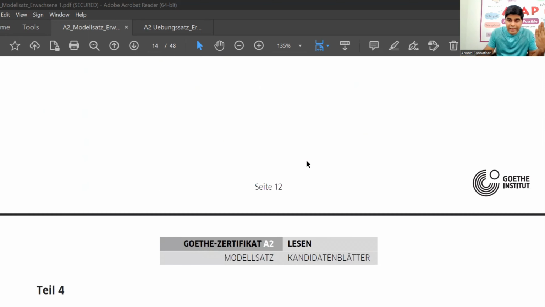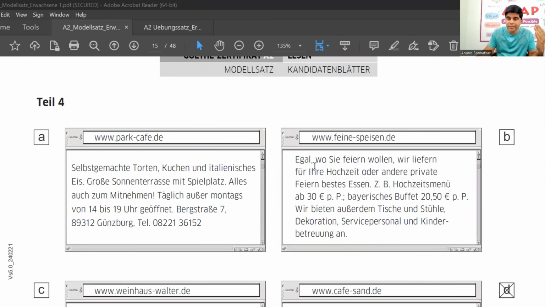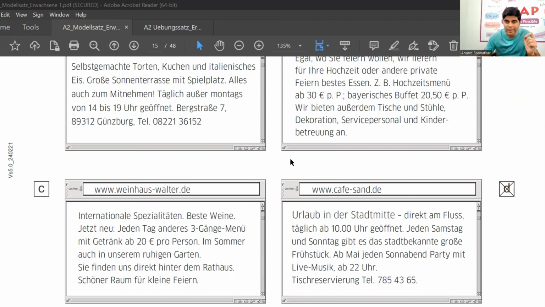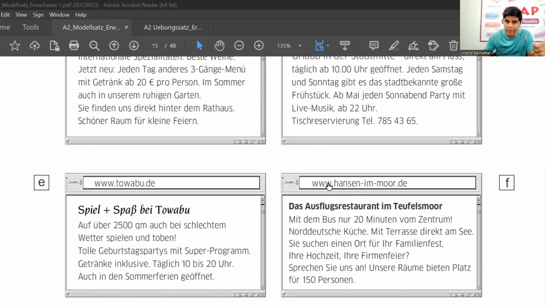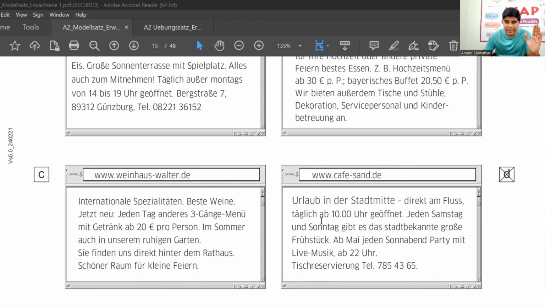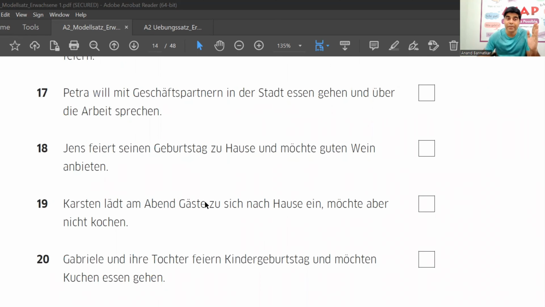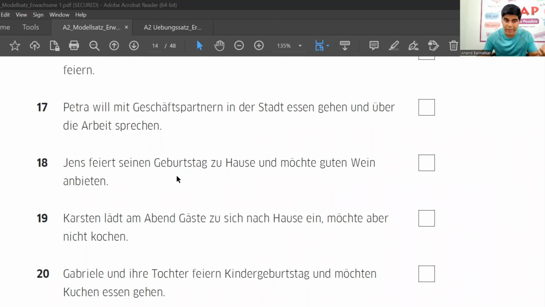And then on the next page, there will be some websites or advertisements given. Here it is a website. Next time there can be advertisement posters, and you need to understand which of these advertisements is helpful for Sarah. Like this, there are 6 advertisements and 5 different people who want to do something, and you have to help them and find the right advertisement for them.